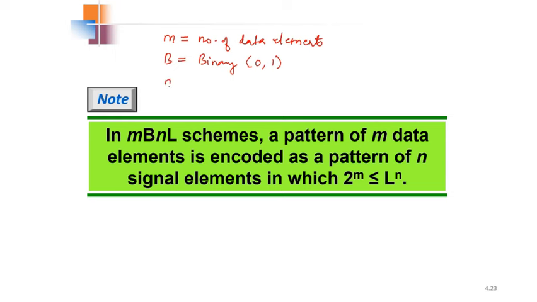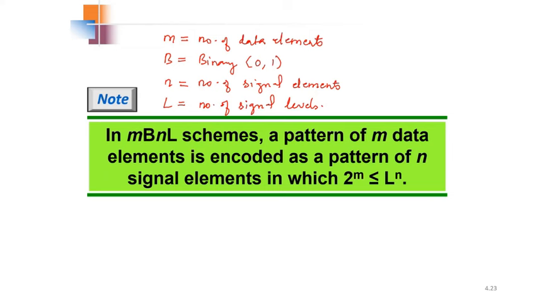And after that, this is n. So n stands for the number of signal elements. So number of signal elements to code m number of data bits. Here L stands for the number of signal levels. So what number of signal levels are being used to code this?